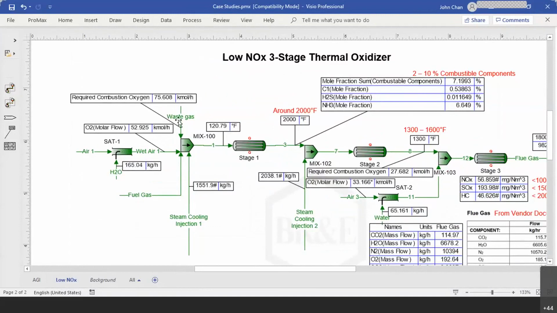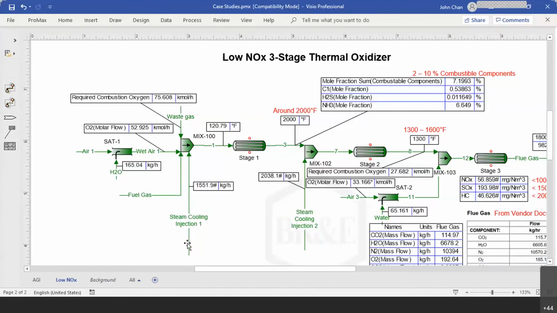Okay, so in the waste gas, I have actually created an analysis on what is the required combustion oxygen. The required oxygen to fully combust our ammonia and H2S is about 75 kilomole. And in our air, you can see that we feed in only about 53 kilomole of oxygen.